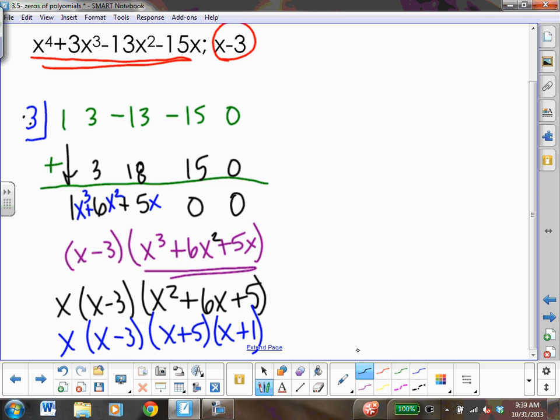So now I'm completely factored, and I can make a sketch. And again, I'm just making a rough sketch right now. My zeros are 0, negative, or positive 3, negative 5, and negative 1. Make sure that you put them in order.